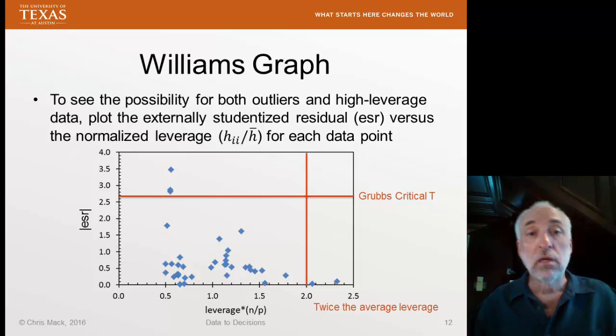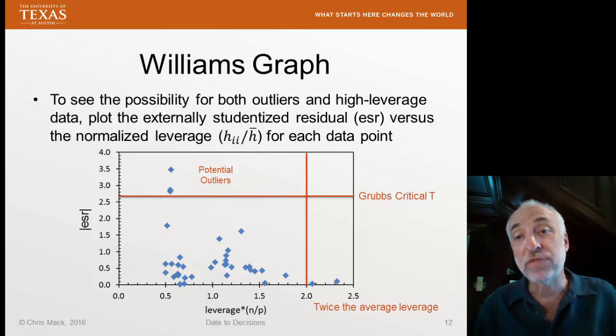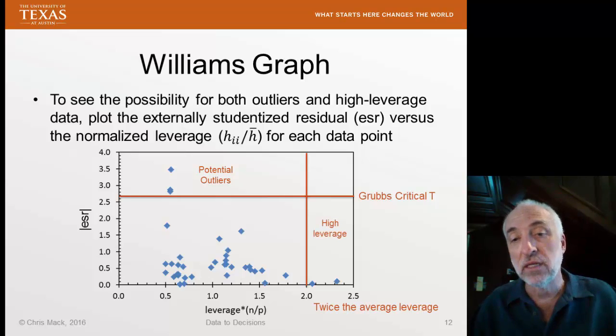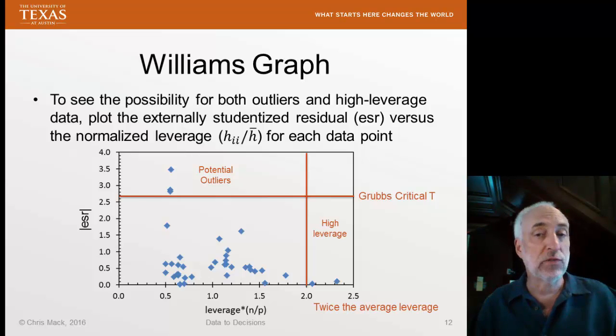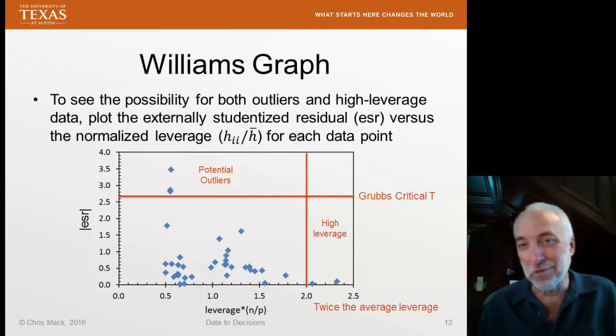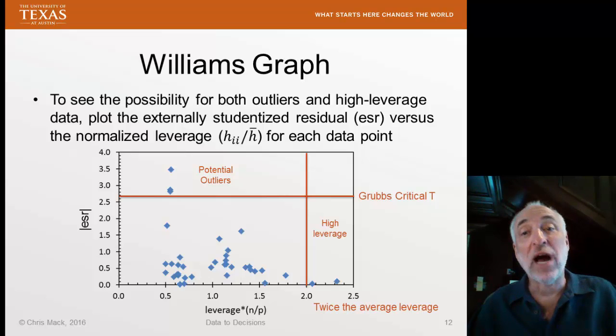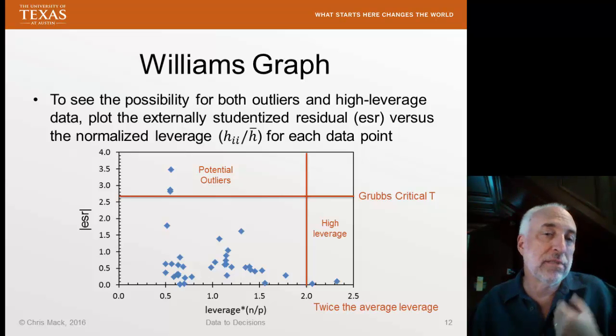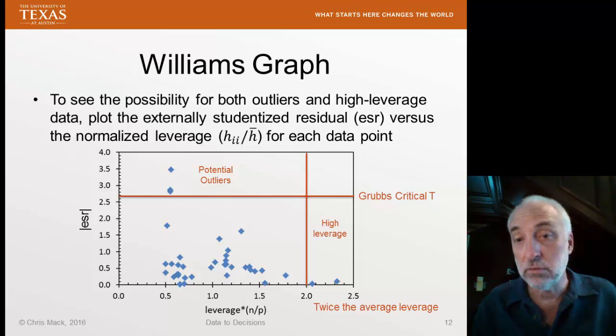Any data points that fall above the Grubbs critical t are potential outliers. Any data points that fall to the right of the leverage equals 2 line are potentially high leverage data points. And you can probably imagine what we're going to be doing next. If you have data points that are both high leverage and potential outliers, those are data points of concern. Here, our potential outliers have fairly low leverage, so even though they're deviating significantly from what we expected, assuming a normal distribution, they're not having dramatic leverage in our fits.